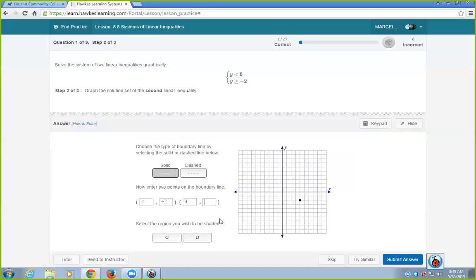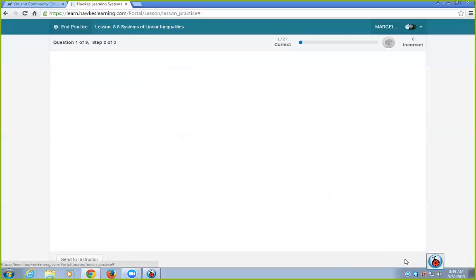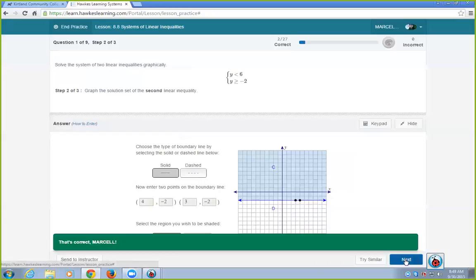But my y is always going to be a -2. So I want to put that one in there. And what side's going to get shaded now? I want greater than, so test 0, 0. Is 0 greater than a -2? What would we say? Yes. So that means I'm going to shade where 0, 0 is at, so I'm going to pick C. Submit my answer. And I did it right.